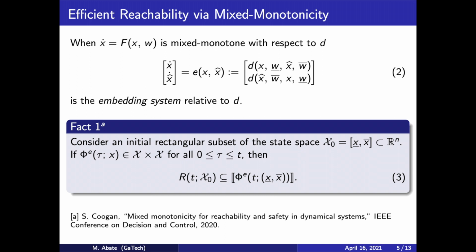Let's look at fact 1. If we consider an initial rectangular subset of the state space, so x dot is equal to f of x and w, and we'll consider an interval of possible initial sets, okay, I can take the endpoints of this interval and construct a state out of them for your embedding system, and then simulate the embedding system forward in time. All right, and the endpoint of this trajectory of your embedding system is then known to provide a hyperrectangular over-approximation of the reachable set of your initial system. Okay, and this is an efficient procedure because all you're doing is simulating a deterministic system forward in time. And this allows you to attain a reachable set for your initial non-deterministic system.